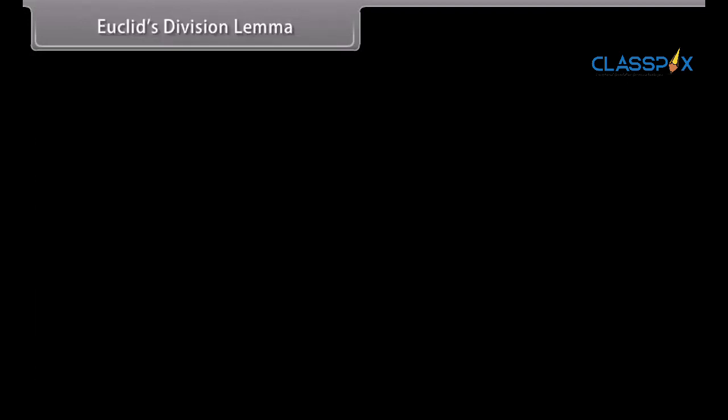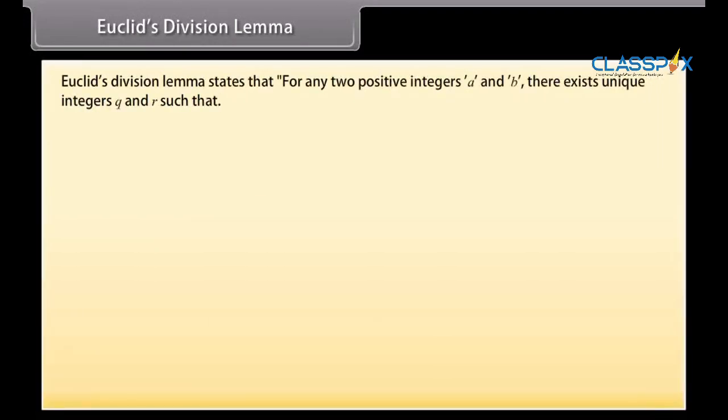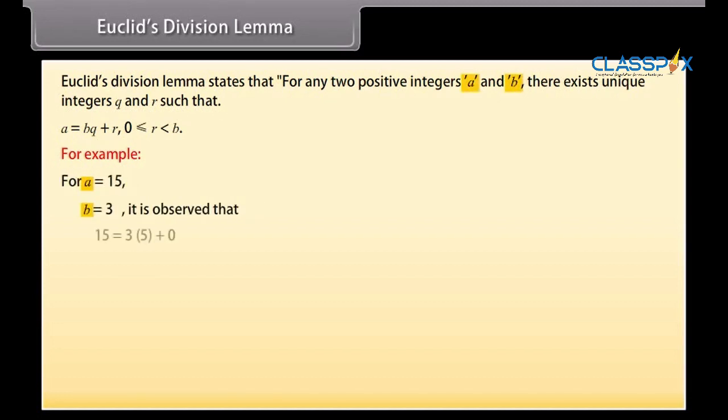Euclid's division lemma. Euclid's division lemma states that for any two positive integers a and b, there exist unique integers q and r such that a is equal to bq plus r, where 0 is smaller than or equal to r, which is smaller than b. For example, a is equal to 15, b is equal to 3. It is observed that 15 is equal to 3 into 5 plus 0, where q is equal to 5 and r is equal to 0.